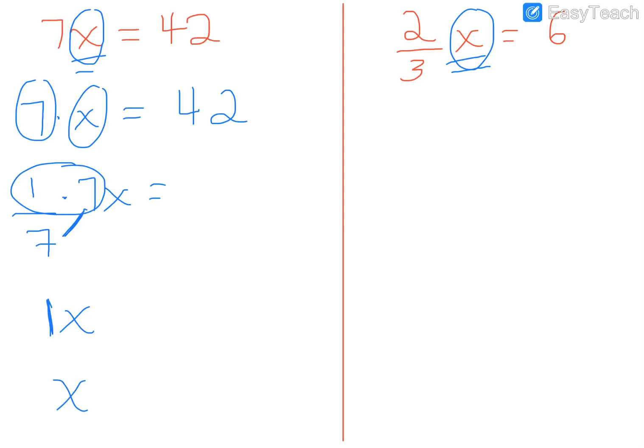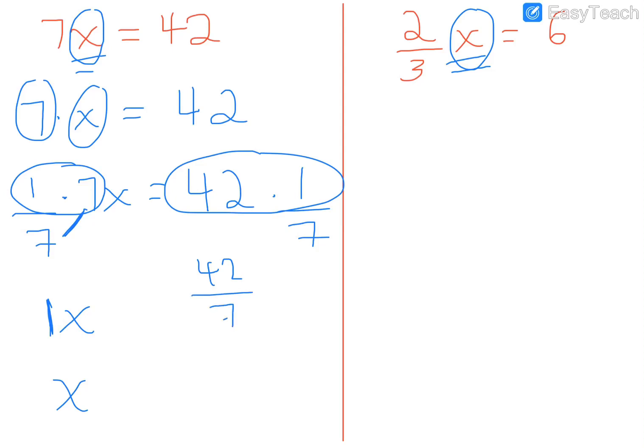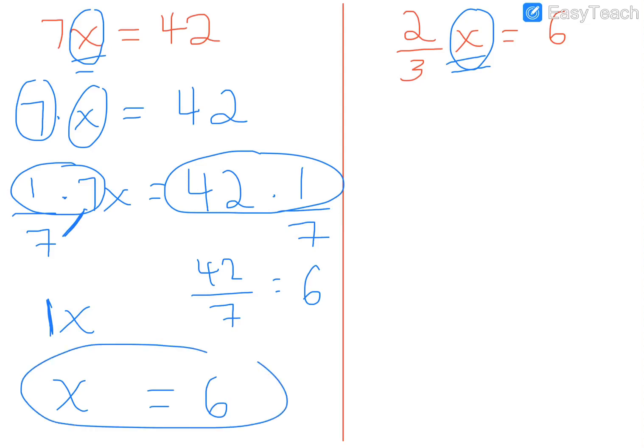But whatever we do to one side, we need to do to the other. So we're also going to multiply 42 by 1/7. We multiply our numerators. 42 times 1 is 42. And then we divide by our denominator, which is 7. 42 divided by 7 is 6. So in this case, x is 6.